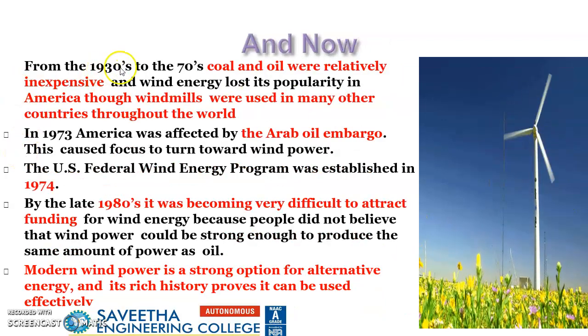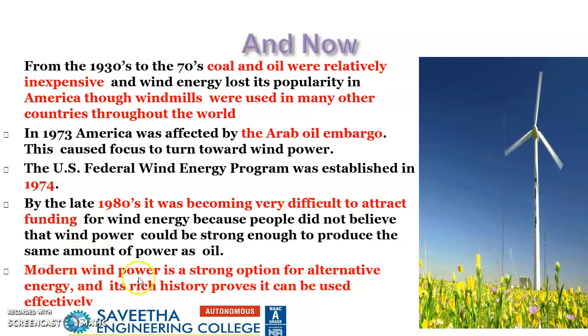And now in the 1930s to 70s, coal and oil were relatively inexpensive and wind energy lost its popularity in America, though windmills were used in many other countries throughout the world. In 1973, America was affected by the Arab oil embargo. So this caused focus to turn toward wind power. The US Federal Wind Energy Program was established in 1974, and by the late 1980s it was becoming very difficult to attract funding.